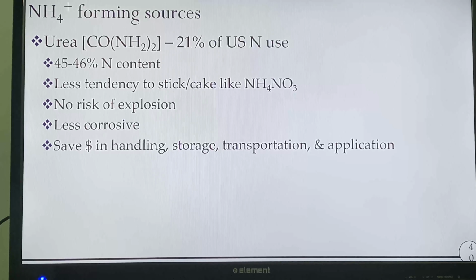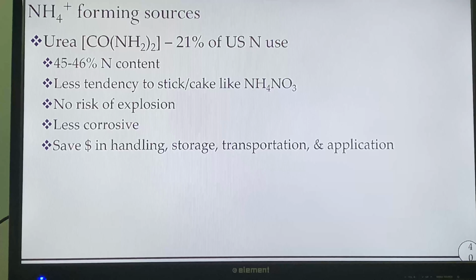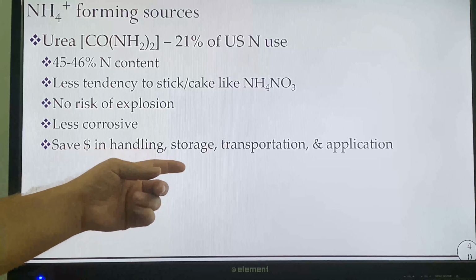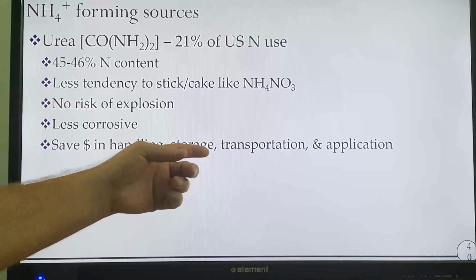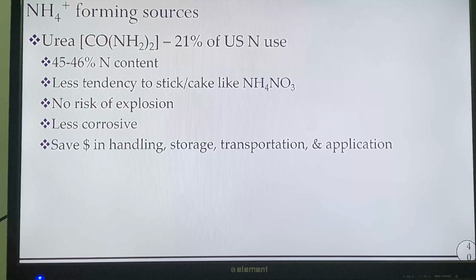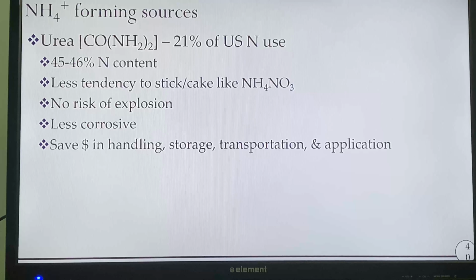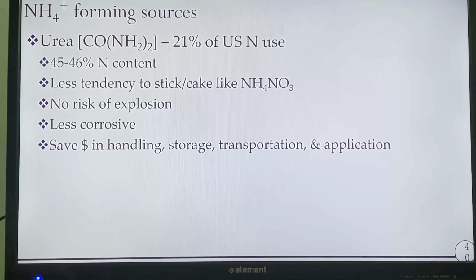All right, so urea, about 21% of the nitrogen use in the United States is urea. Again, because it's easy to travel with, it's not explosive, it's less corrosive. We can save a lot of money in our storage and our transportation, and finally our application. We can put a lot of it in the back of a cone spreader, and we can cover a lot of area in a very short period of time and fertilize our fields much quicker. Less time in the field means more time back at the office, at home. Let that fertilizer do its thing while it's out there.